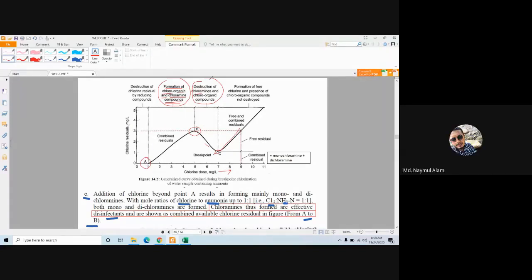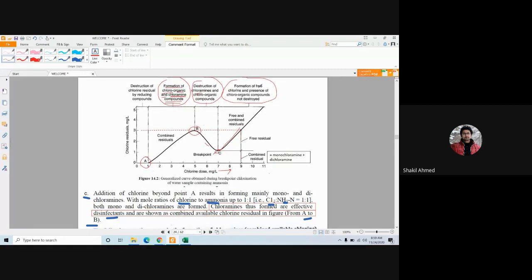Yes, sir. So that's why they are writing formation of free chlorine. Now you're getting free chlorine because you do not have any impurities. Whatever chlorine you add, you are getting HOCl and OCl minus, I mean hypochlorous acid and hypochlorite ion. And presence of chloroorganic compounds not destroyed. Here, some part of it is not yet destroyed, so they are still present here. Is it clear?